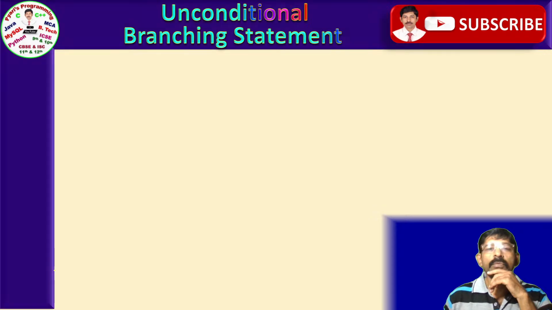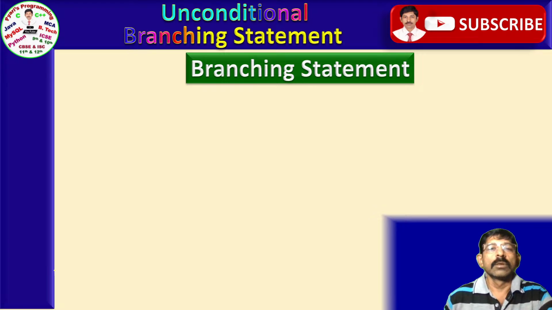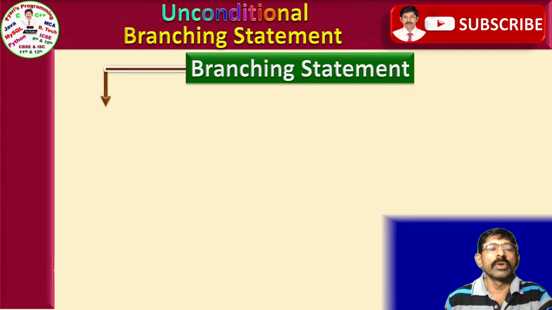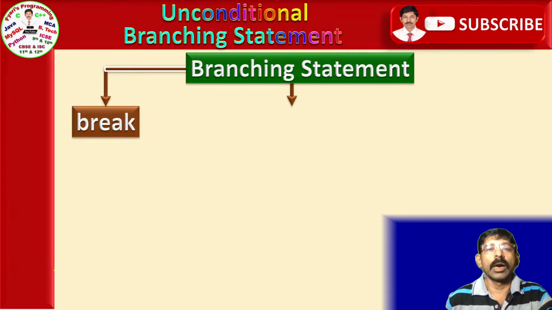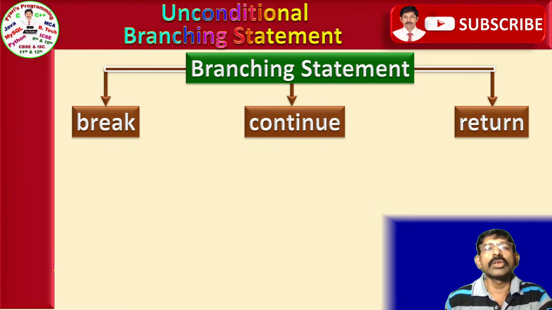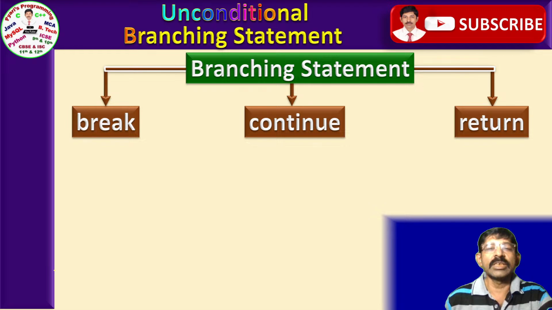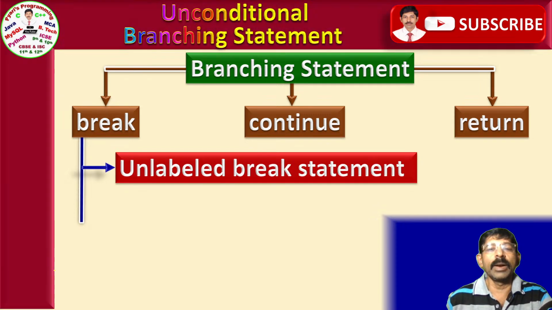First of all, we'll learn a few theoretical points related to unconditional branching statements. Branching statements are categorized into three categories. First one is break, second one is continue, and the third one is return. These are unconditional branching statements because they branch the sequence of execution unconditionally, without any condition. The break statement is categorized into two categories: unlabeled break statement and the second one, labeled break statement.